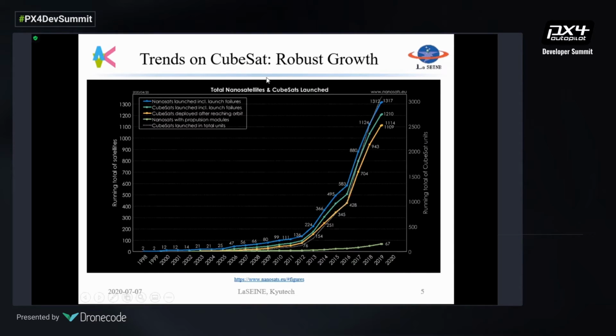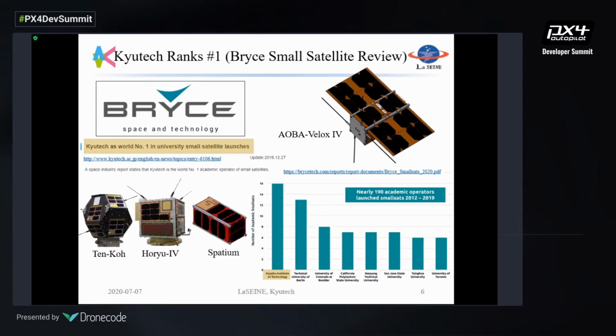If you look at the trend of CubeSat, it's growing exponentially every year, which is good news for us because we have more players. That means more innovation. Kyushu Institute of Technology ranks #1 in the world for small satellite launches from universities. So far we have launched 16, and this year we're planning to launch 3 more. That's part of the Birds 4 satellite project.